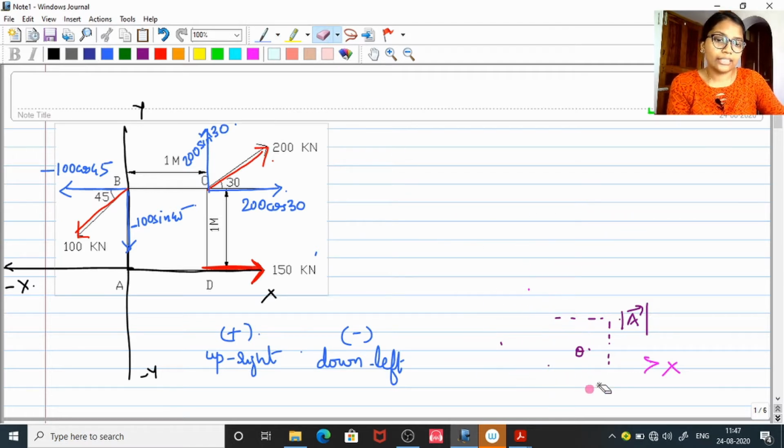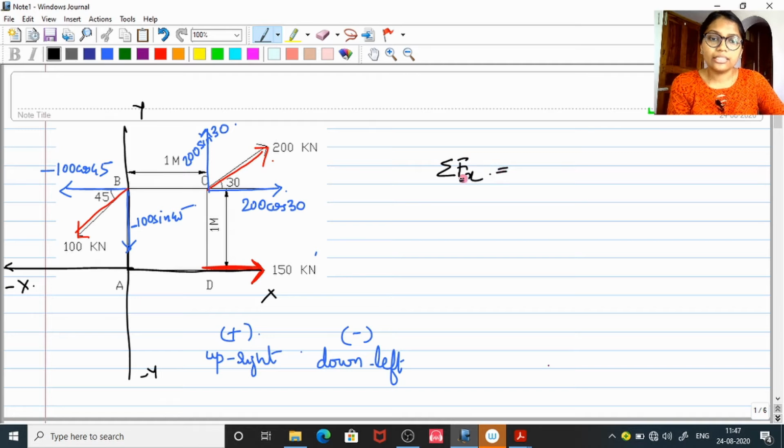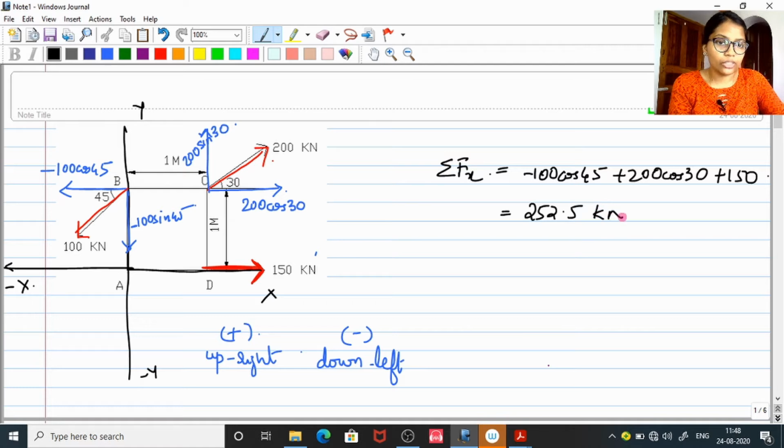Then your very next step in your answer is to find sigma Fx. Sigma Fx is adding every component of force which is along the plus or minus x-axis. That is, all horizontal axis components should be added. Here you have negative 100 cos 45 and plus 200 cos 30 and this 150. So your value is about 252.5 kilonewtons, because the unit for every force is kilonewtons.